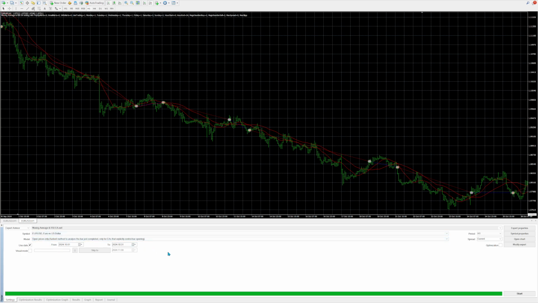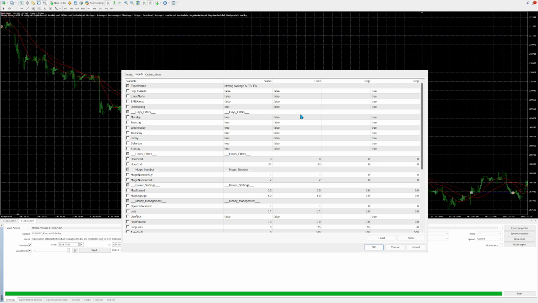It's a lot quicker. And for the date, we'll just use the past month and we'll run in visual mode to show you how it trades. Okay, I'm going to run through the EA settings now.